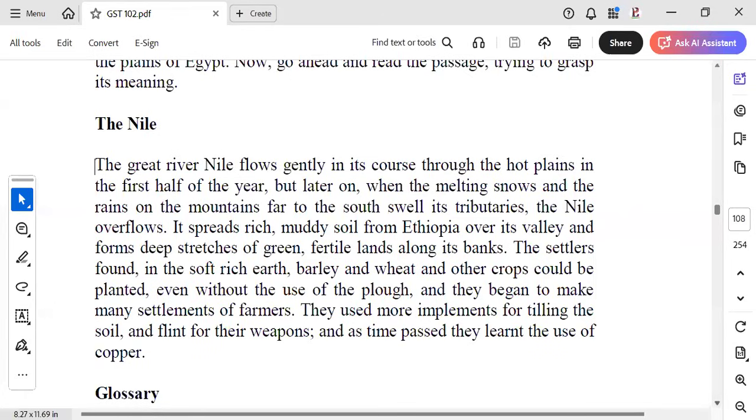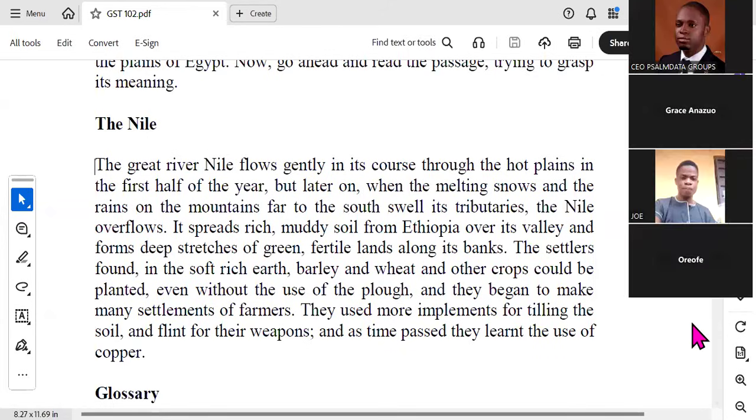The settlers found in the south valley. We can't hear you clearly. Your place is noisy, the background. Even without the use of the plough. We really don't have much time like this. Is Oreo Fair available? We can't hear you, Grace. Your place is noisy.